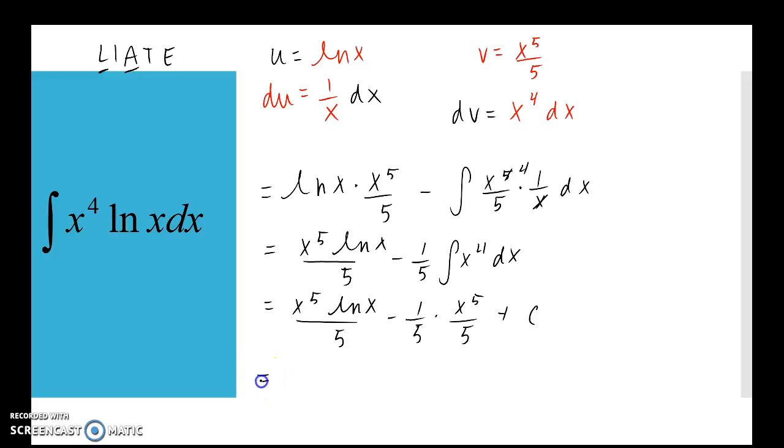All right, if we want to factor out an x to the fifth divided by 25, 5 ln of x minus 1 plus c.